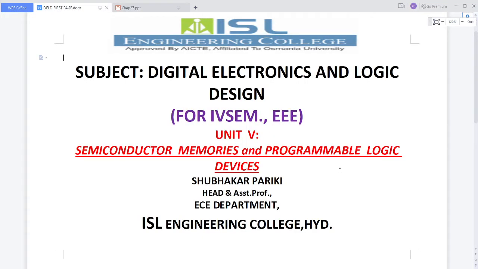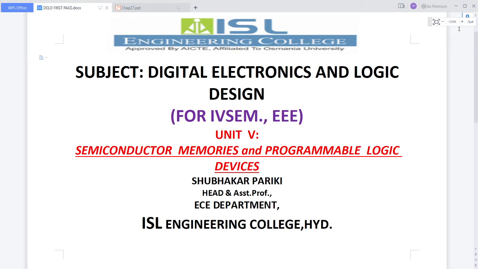Dear students, in this class I will be starting the fifth unit, that is semiconductor memories and the programmable logic devices. So in this unit we are going to study in digital systems how the data can be stored. That means we are going to discuss the memory devices which are used in the digital systems, and another one we are going to study is programmable logic devices.